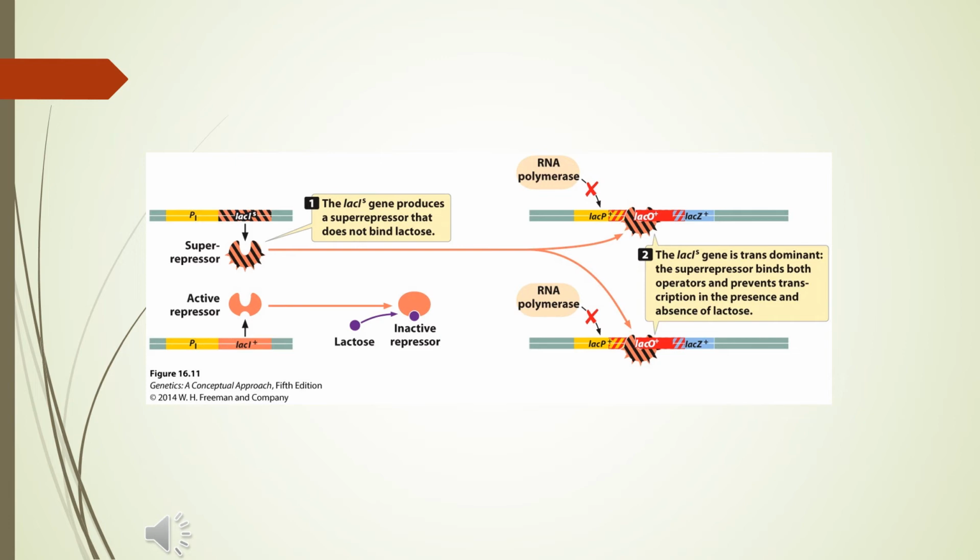the super repressor. So it binds to the operator region and inhibits RNA polymerase. On the lower side also you can see that the super repressor binds to the operator region and also blocks RNA polymerase. So in both cases lac Z plus genes, that means beta galactosidase, will not be formed. So this is how a super repressor works.